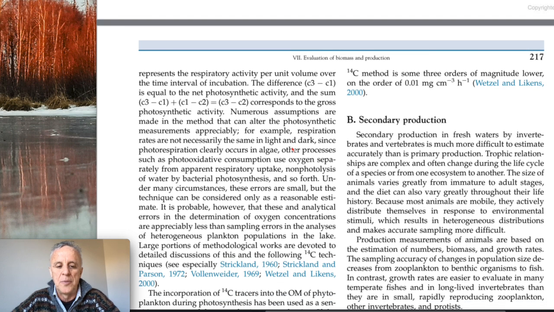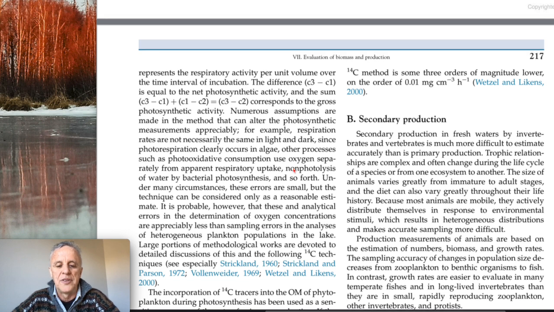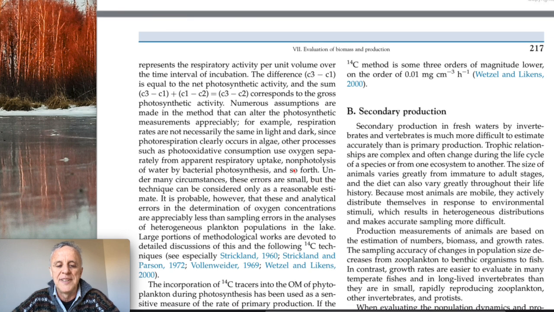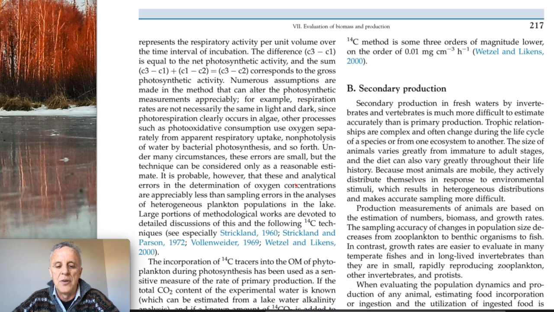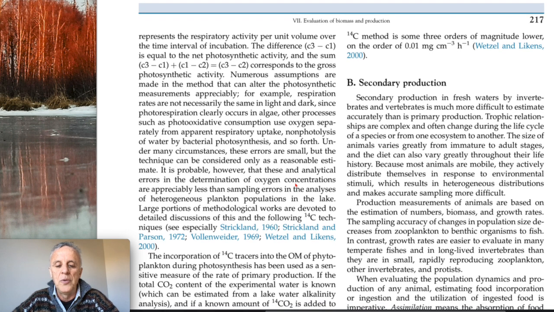Numerous assumptions are made in the method that can alter the photosynthetic measurements appreciably. For example, respiration rates are not necessarily the same in light and dark. Since photorespiration clearly occurs in algae, other processes such as photooxidative consumption use oxygen separately from apparent respiratory uptake, as do non-photolysis of bacteria by bacterial photosynthesis, and so forth. Under many circumstances, these errors are small, but the technique can be considered only as a reasonable estimate. It is probable, however, that these and analytical errors in the determination of oxygen concentration are appreciably less than sampling errors in the analysis of heterogeneous plankton populations in the lake.